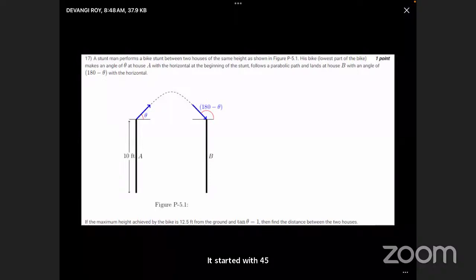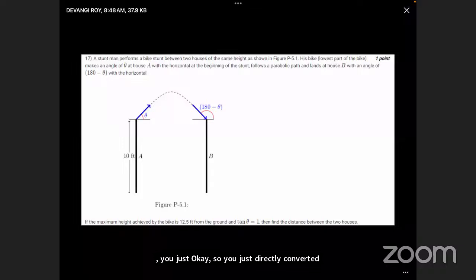Correct, it started with 45 degrees, and now you're saying that from the vertex you dropped a perpendicular line, correct? Yes, sir. So you directly converted this theta and started solving with that method.